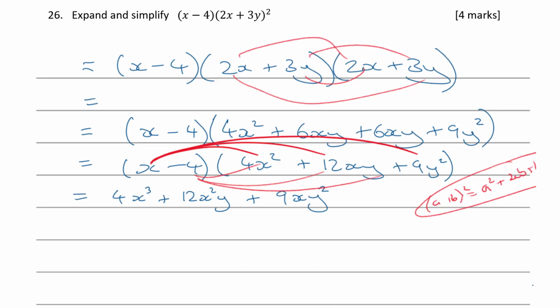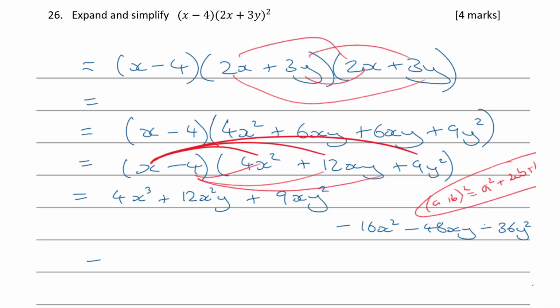Now I'm going to multiply everything in the second bracket by my minus 4. Minus 4 times that, minus 4 times that, minus 4 times that. So what am I going to get now? So minus 4 times 4x squared is minus 16x squared. Minus 4 times 12xy is going to be minus 48xy. And finally, negative 4 times 9y squared is going to give me negative 36y squared.